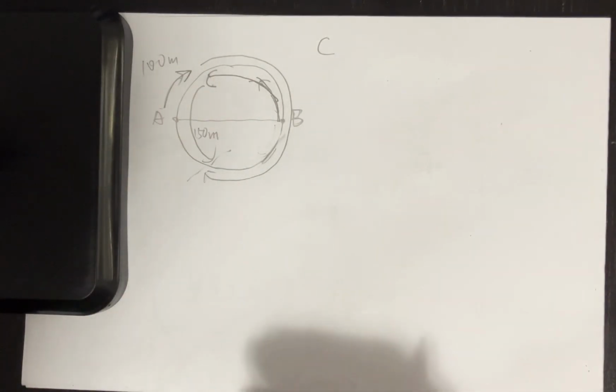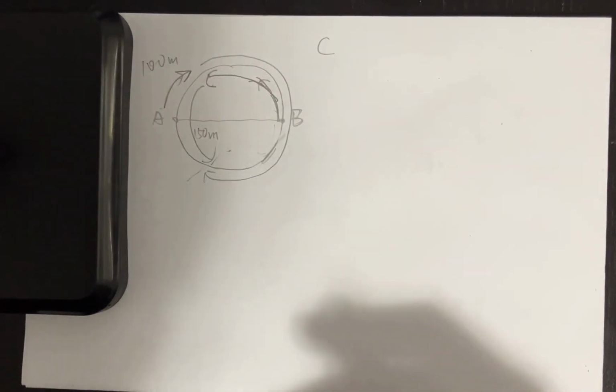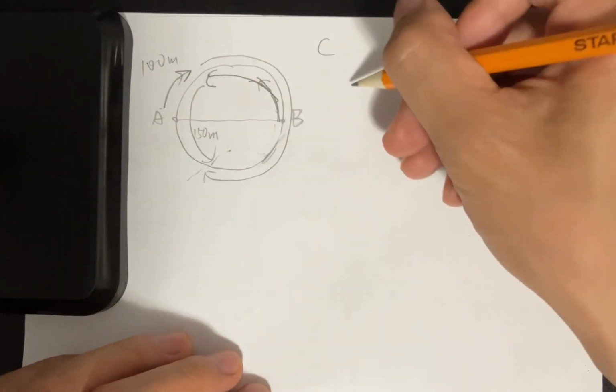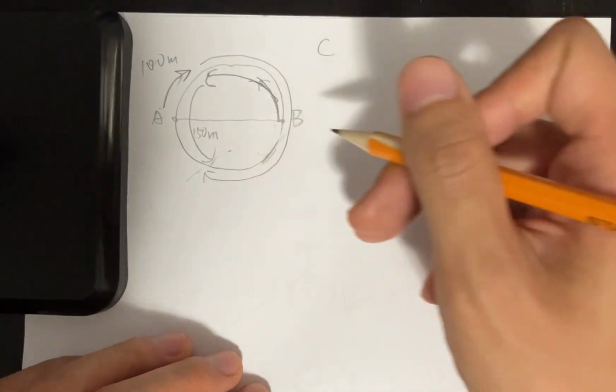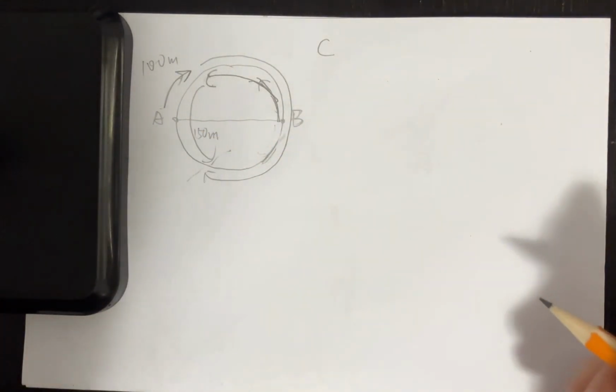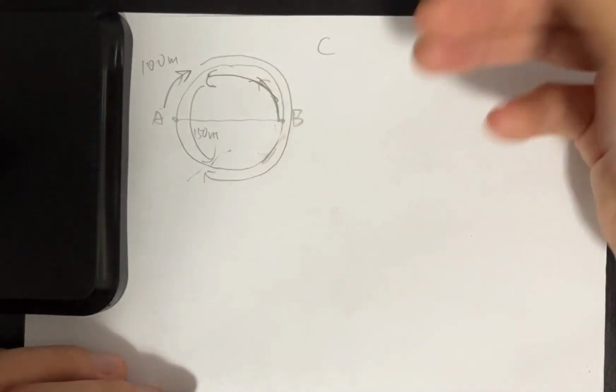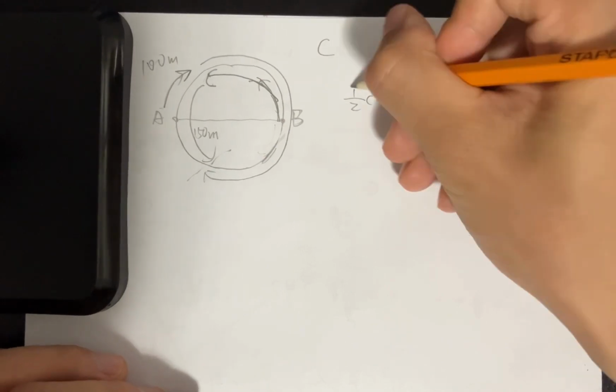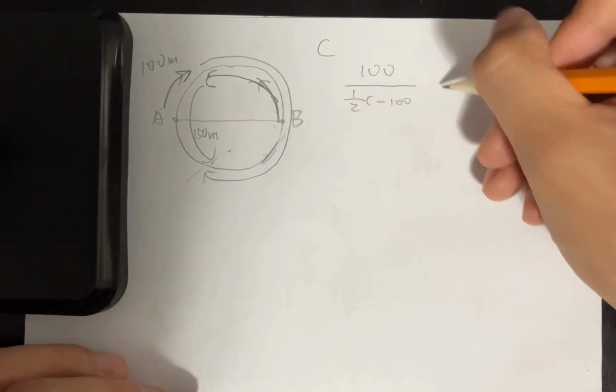Since they are running at constant speeds, the equation we will need to solve for C will have to do with the speed. Let's see. For the first meeting point, A has covered 100. How about B? B actually has covered half a lap minus 100, right? That should be half C minus 100. And A has covered 100, and that's it.